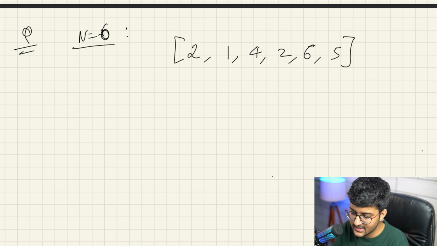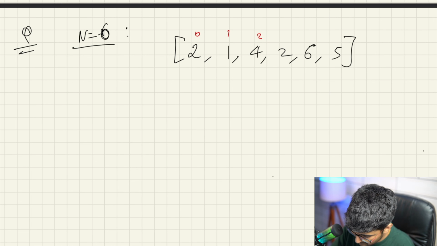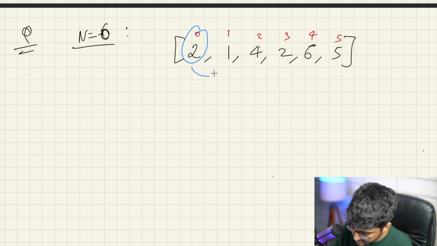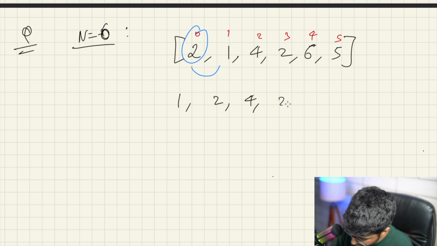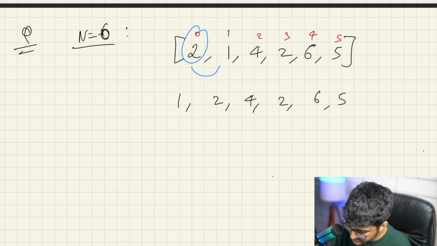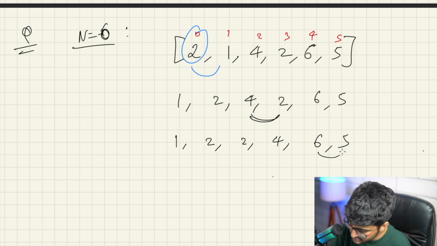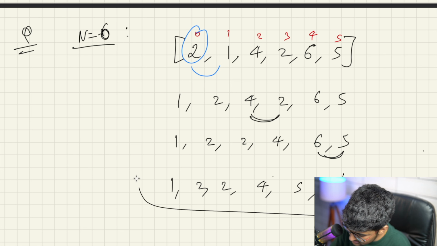We cyclic sort this and let's see what we get. Is 2 at the correct index? No, it's not. Put it at the correct index. This will become 1, 2, 4, 2, 6, 5. Is 1 at the correct index? Yes, it is. Is 2 at the correct index? Yes, it is. Is 4 at the correct index? No, it's not. 1, 2, 2, 4, 6, 5. Is 2 at the correct index? Yes. 4? Yes. 6 at the correct index? No, it's not. Swap. 1, 2, 2, 4, 5, 6. This is my sorted array.